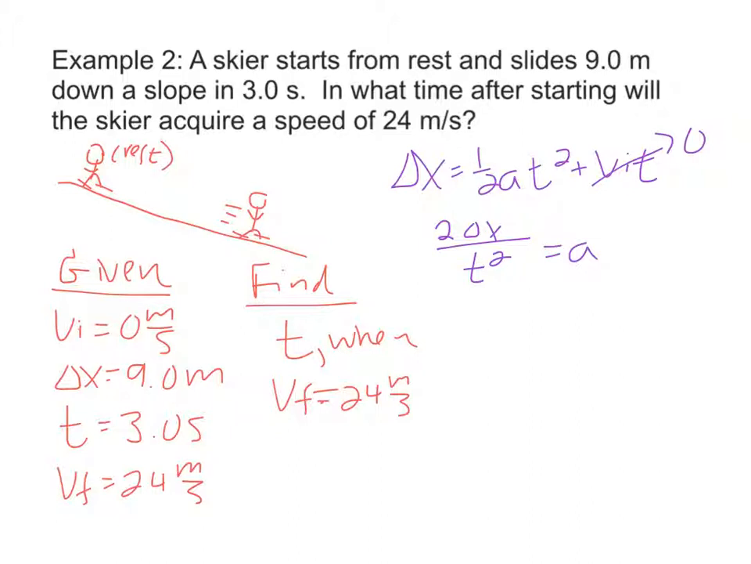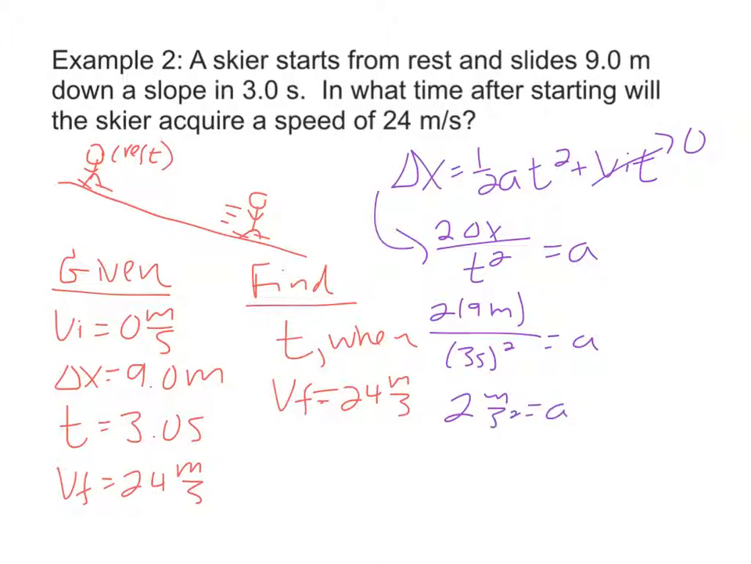So I just did the algebra from this step to this step. 2 times 9 meters divided by 3 seconds squared equals acceleration. 2 times 9 is 18.